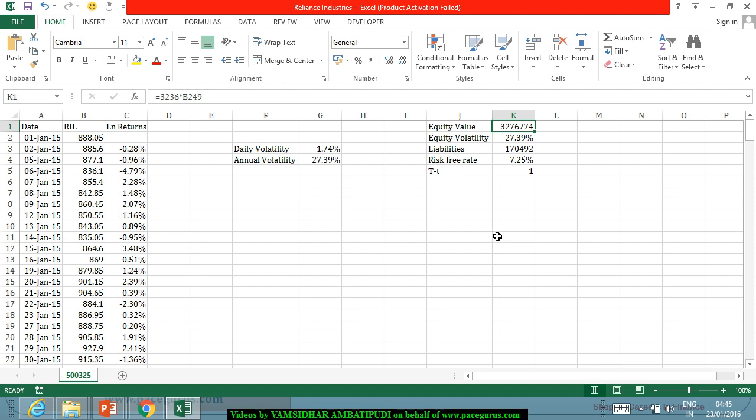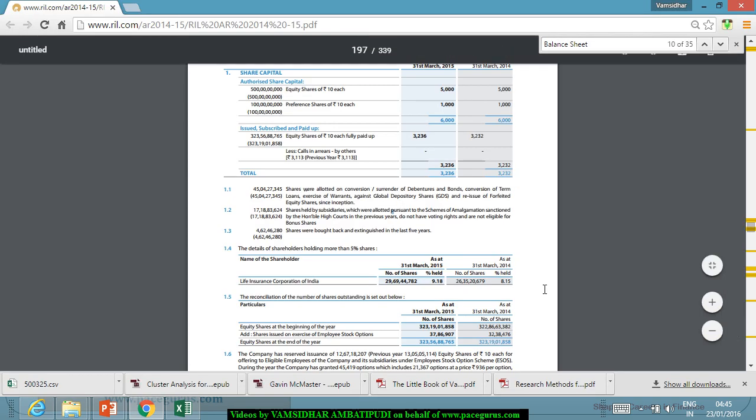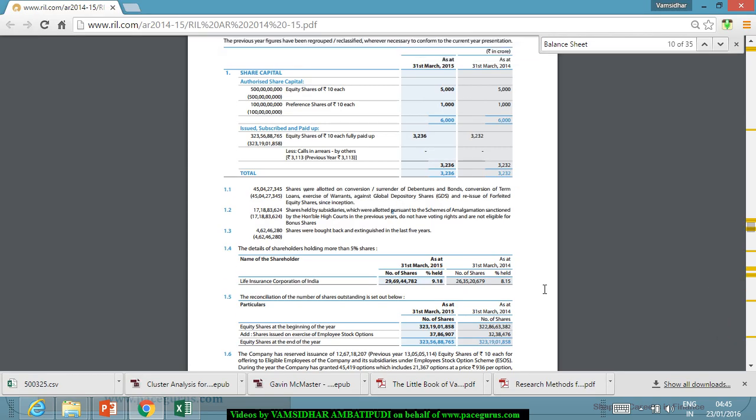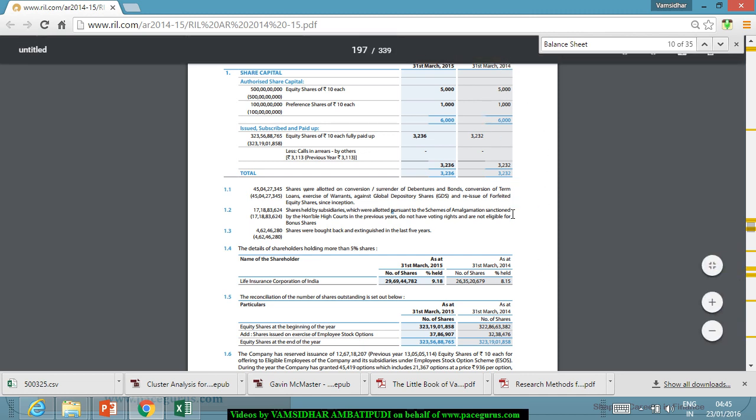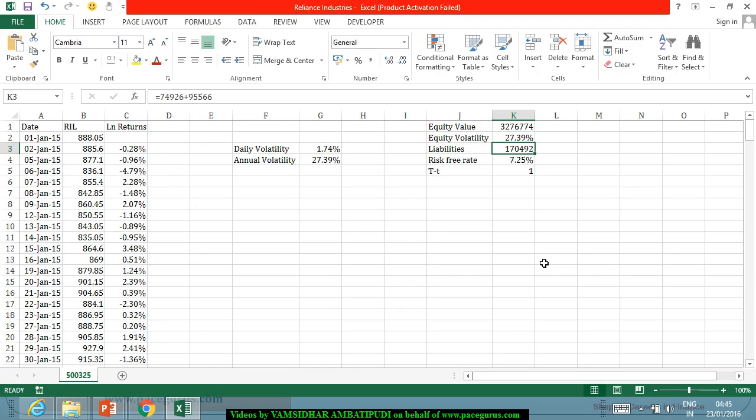Sorry, 32 lakh crores, 3 million crores, whereas the liabilities are coming out to probably 1.7 lakh crores, right? This is the number of equity shares. Equity is in crores. So these are the number of shares. So this is the value of the equity. This is the value of the liabilities.